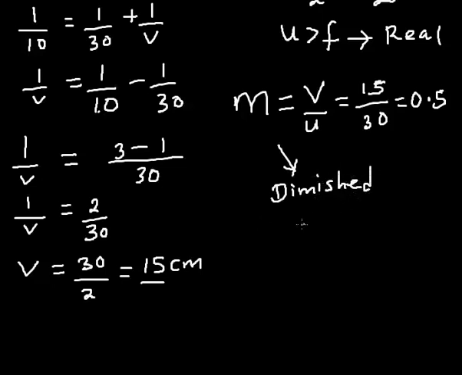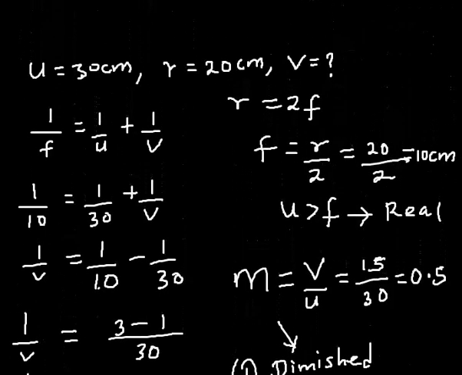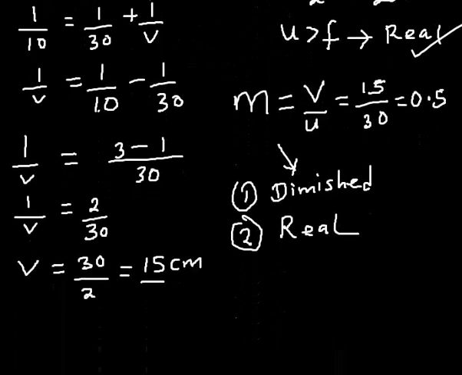Don't forget the image is diminished. Number two, another nature of the image is that it's real. The image is real, it's not virtual. That is it for now.